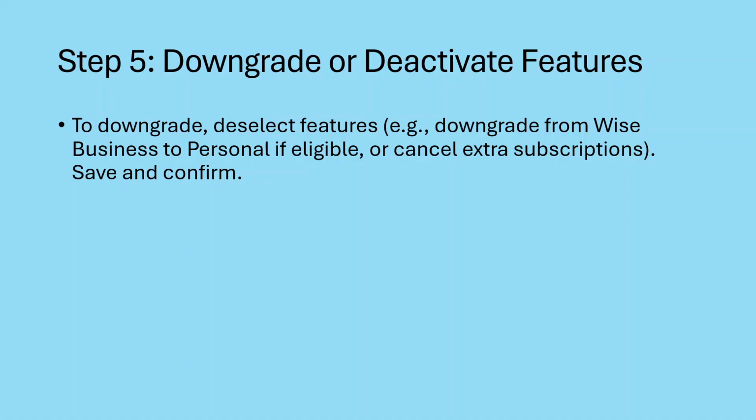Step 5. Downgrade or deactivate features if you want to. To downgrade, deselect features. For example, downgrade from Wise Business to Personal if eligible, or cancel extra subscriptions. Then click on Save and Confirm.